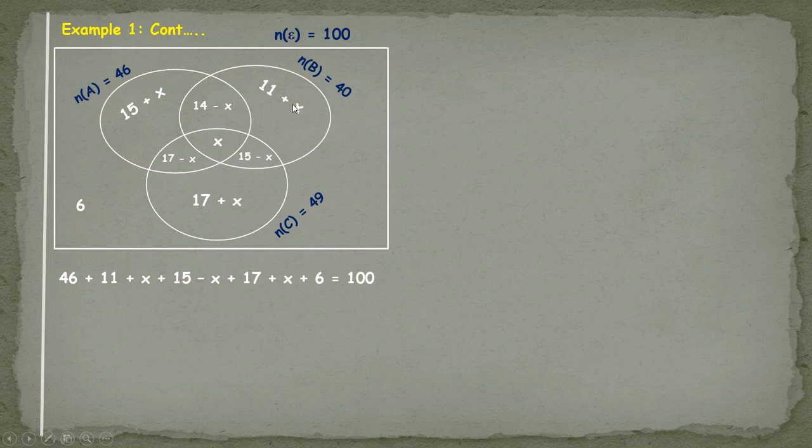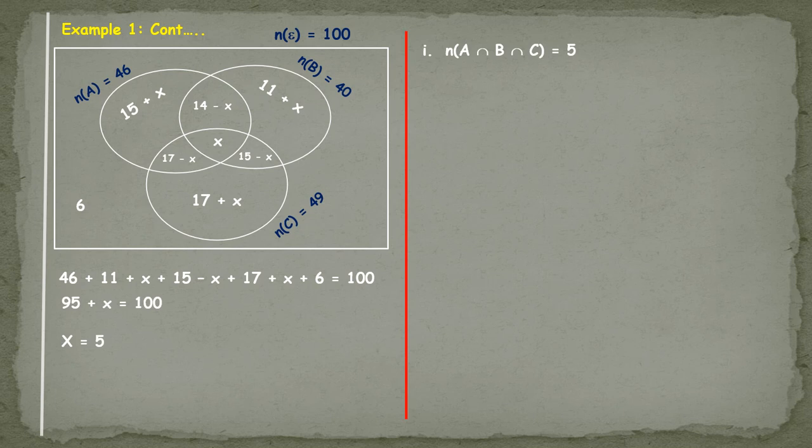Then I add this 11 plus x, add 15 minus x, add 17 plus x, and then add the 6 to give me 100. Now at this level, the remaining work is just algebra to give us the value of x as 5. So meaning that those who belong to all the three sets A, B, and C are actually 5. Back to the question now. A intersection B intersection C, we've got it as 5.